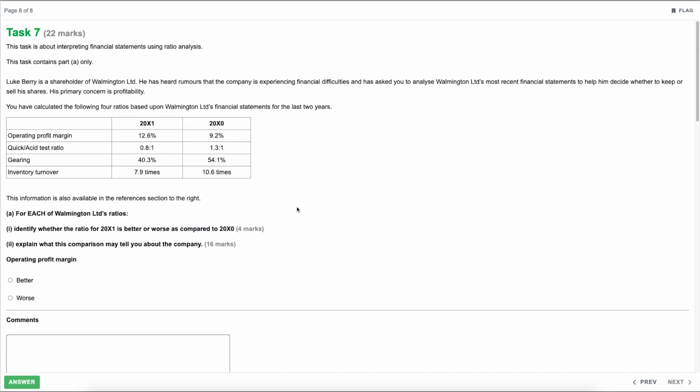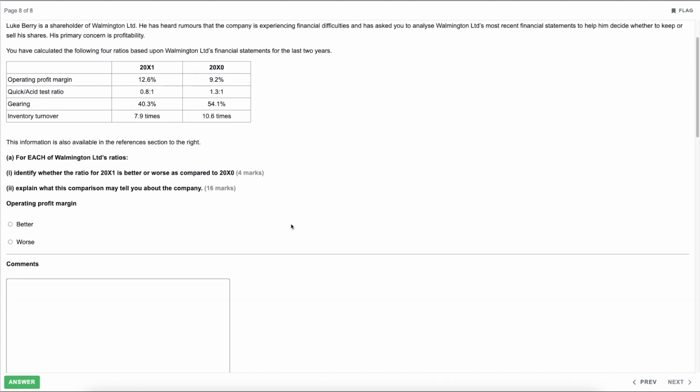However, I don't think there'll be too much scrolling, so we should be okay. So the first part then, we need to identify whether the ratios for 20x1 are better or worse as compared to 20x0. And then after that, explain what this comparison may tell you about the company. Now bear in mind, we don't have loads of information here, so there is going to be some guesswork, I mean we'll be suggesting possible reasons for those changes. Okay, so let's have a look then.